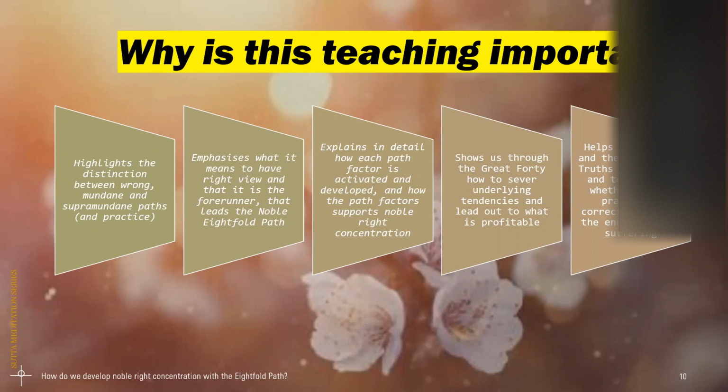And then through the Great 40, what we come to see by the end of this teaching is how it severs underlying tendencies, these anusayas, and leads us out to what is profitable. We're always leaning towards the profitable when we develop the Noble Eightfold Path through this Great 40 teaching. And it helps us to know and see the Four Noble Truths with wisdom.